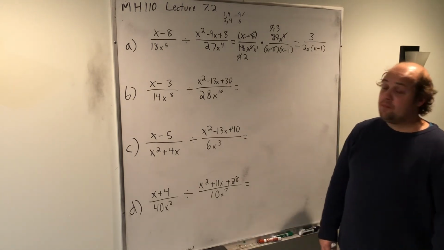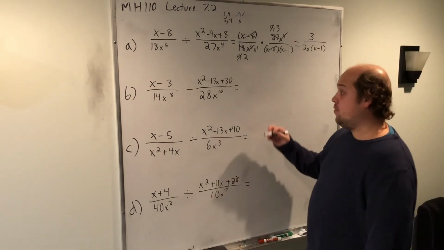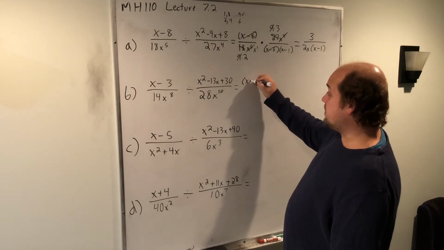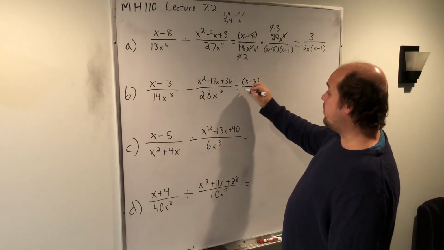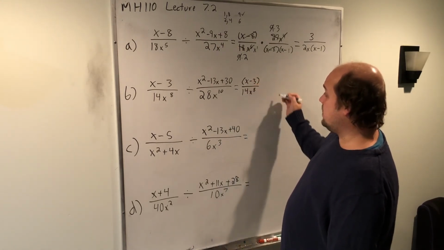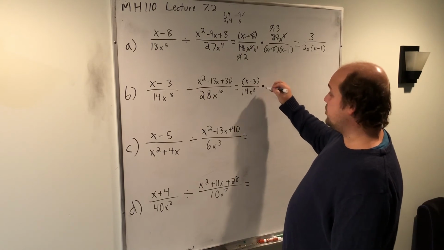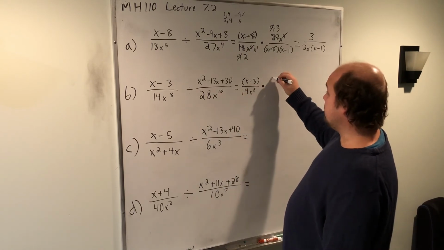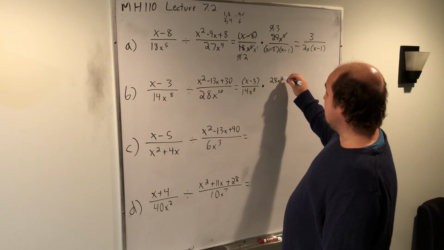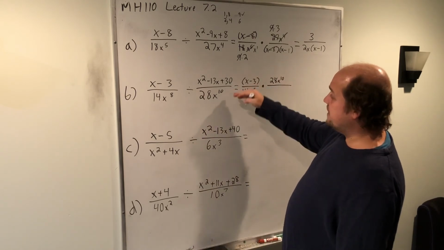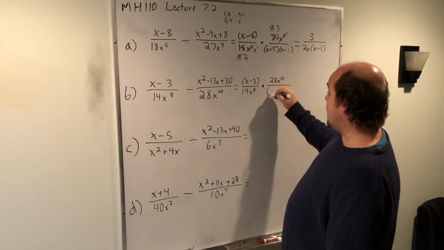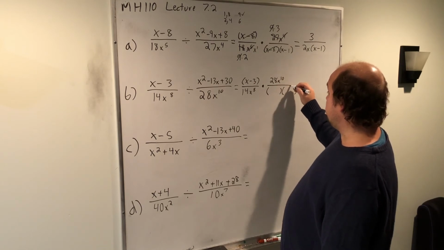When I get to part B, again, I'm going to rewrite the first fraction, x minus 3 over 14x to the 8th. I'm going to put a multiplication symbol. What was on bottom goes to the top, 28x to the 10th. What was on top goes to the bottom. I'm going to write it in its factored form.